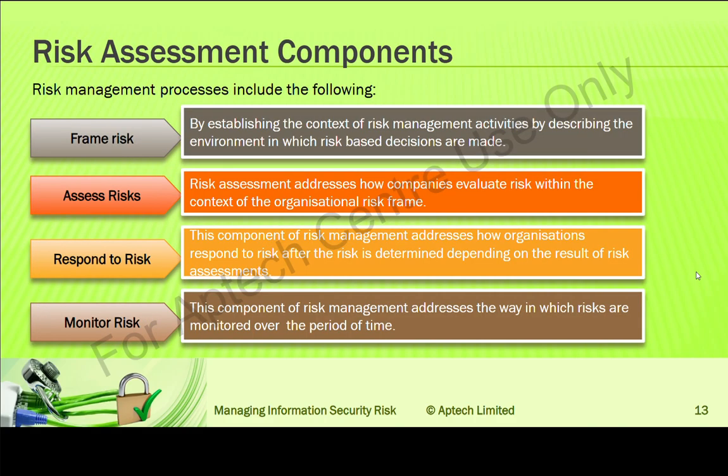Now, let's talk about risk assessment components. Number one, we have frame risk. When we are talking of frame risk, this is done by establishing the context of risk management activities by describing the environment in which risk-based decisions are made. When we are talking of establishing the context of risk management, why do you want to do this risk management? What are we even performing risk management on? What assets are we performing it on? What are we doing risk assessment on? Is it data, asset, network, infrastructure, organization information, the people, and so on and so forth?